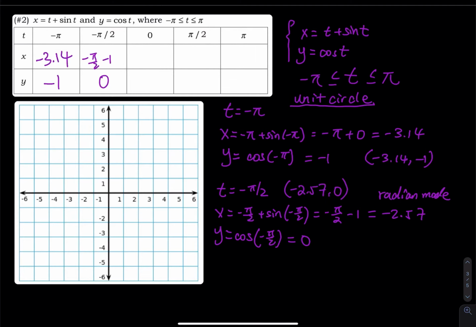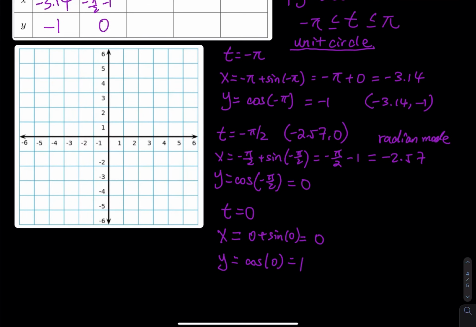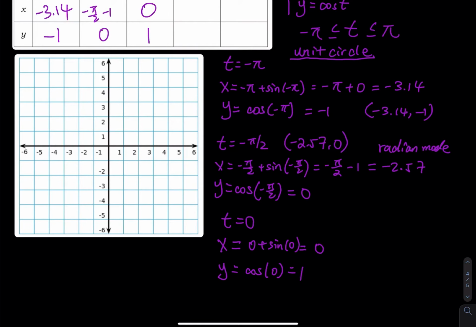And then the next point is t equals 0. T equals 0, we have x equals 0 plus sine of 0. So 0 and 0 added together is 0. And then y is equal to cosine t, right? So cosine of 0 is equal to 1. Then we have 0, comma 1. So this point is 0, comma 1.